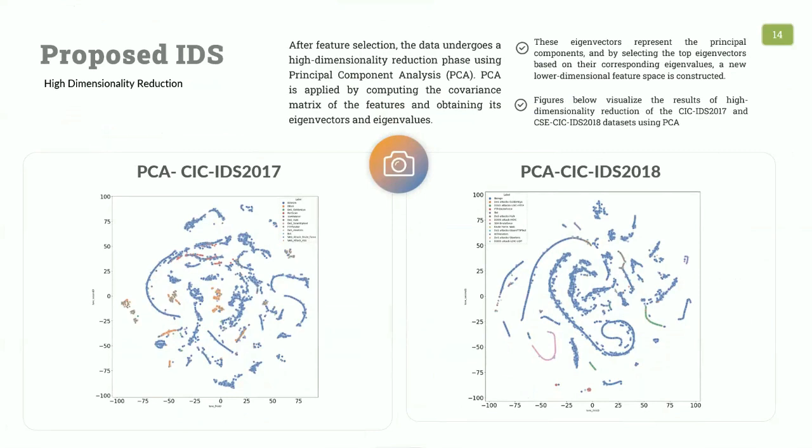After feature selection, the data undergoes a high dimensionality reduction phase using principal component analysis. It's applied by computing the covariance matrix of the features and obtaining its eigenvectors and eigenvalues. And the figure below visualizes the results of the dimensionality reduction of the two datasets used in this work.